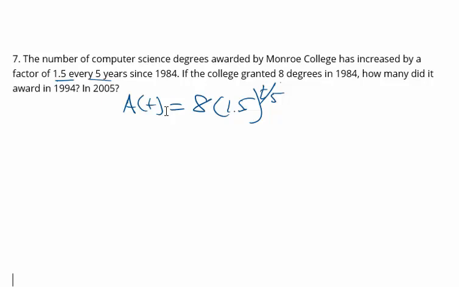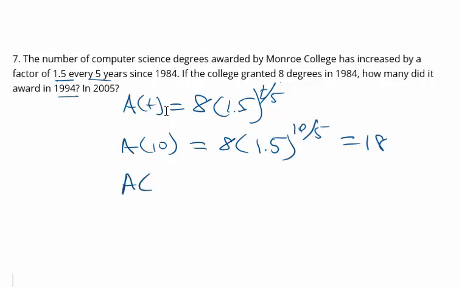Okay, now we can use this formula to make these calculations. So in 1994, that's 10 years later, so find A of 10. Okay, and that is 18. And then 2005 is 21 years later. Okay, so calculate 8 times 1.5 to the 21/5. And we'll round, and so that'll be about 44 degrees.